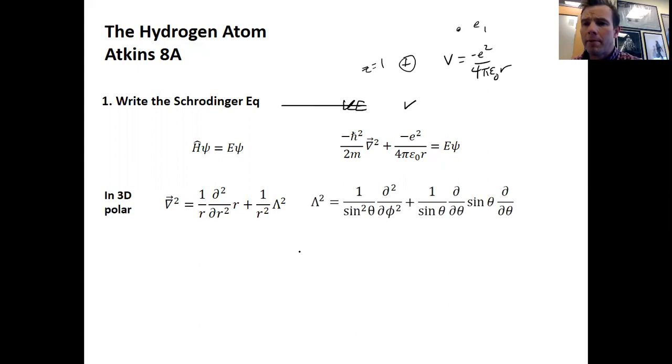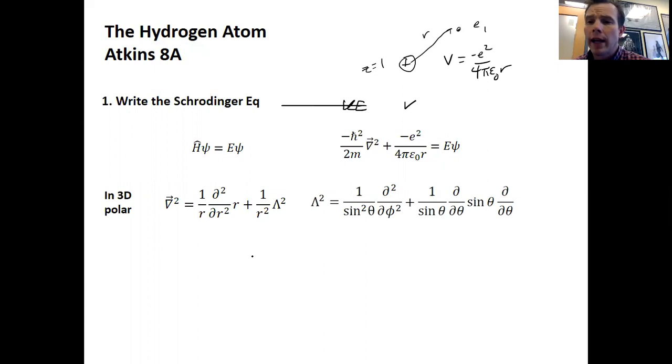Now, what may or may not be obvious is that this is a system in which we want to work in 3D polar coordinates. So we're going to have coordinates r, theta, and phi. R is new to us, and I haven't shown that before. But it's simply the distance between the nucleus and our position, r.